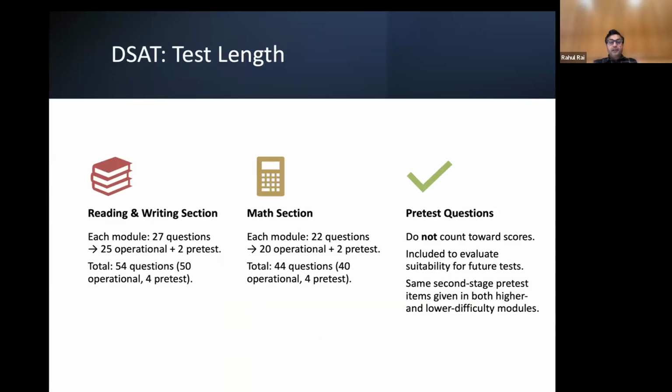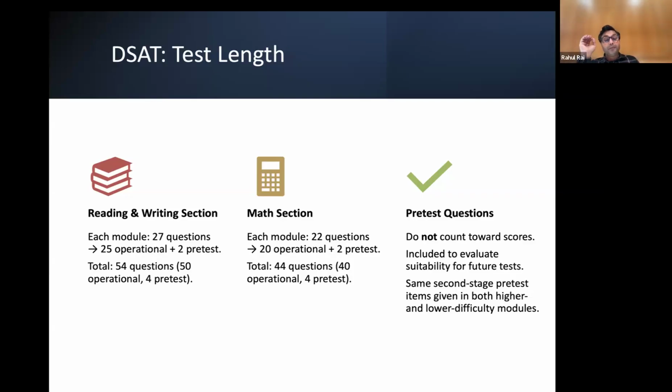So coming to the test length, in the reading and writing section, each module will comprise 27 questions. Out of that, 25 questions are operational and 2 questions are pre-test. I will talk about the pre-test in a little bit. So if you take the two modules of reading and writing, there are 54 questions, which are 50 operational and 4 pre-test.